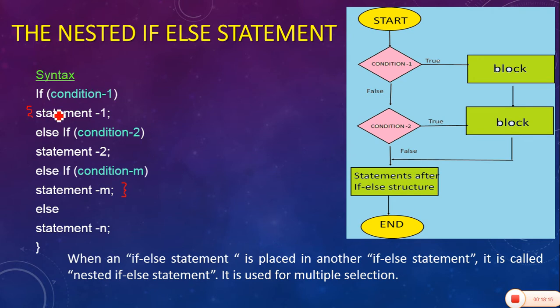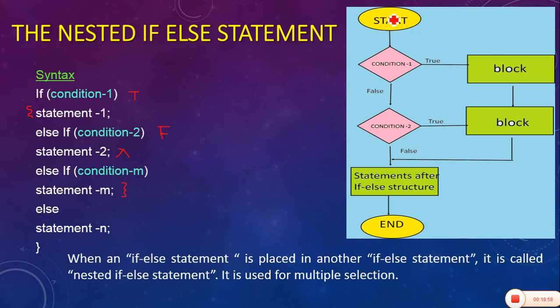Okay, if you consider that condition 1 is true, it will execute. If this condition becomes false, and this is true and this becomes false, then this one will not be executed and the control will be shifted towards the if. If this is true, then statement m will be executed, and if it is false, then statement m will not be executed.